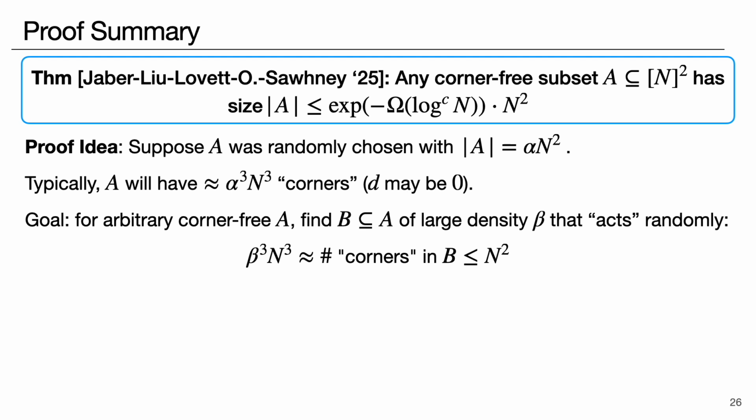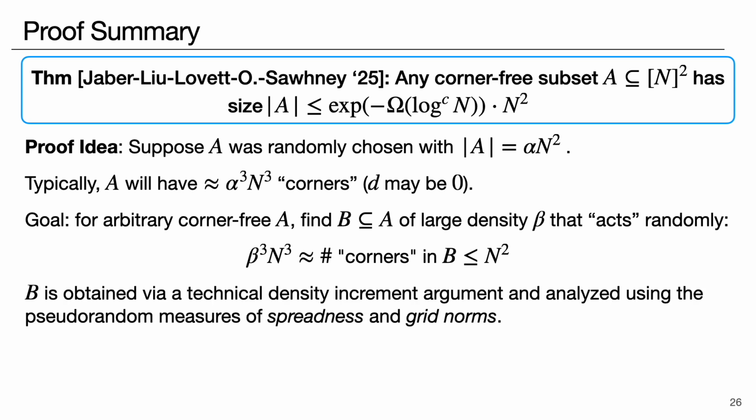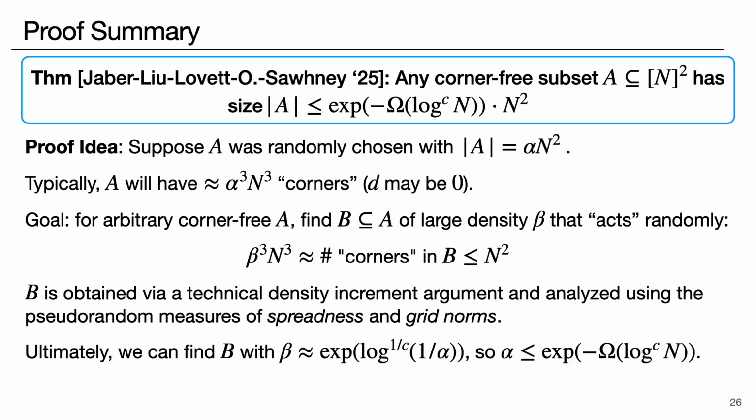So I'm not going to have too much time to give you the specific details, but the point here is that B is obtained via some technical density increment argument. And we analyze this process using pseudo-random measures of spreadness coming from the work of Kelley and Meka and grid norms coming from a follow-up with Lovett as well. And ultimately, we can find B with this density beta being quasi-polynomial in 1 over alpha. And if you rearrange things, you get the claimed bound.